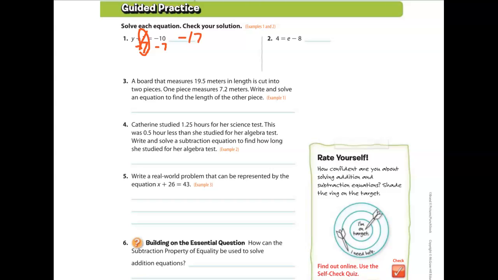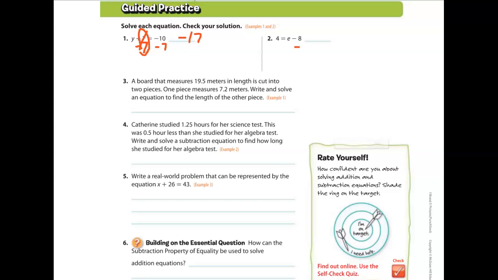All right, let's go ahead and look at number 2. We have 4 is equal to e minus 8. And it doesn't matter that the variable is on the right side, they're both equivalent, so that's fine. So we do want to get the e by itself. So we don't care about the 4 for right now. We're going to go over here and focus on this minus 8. What should we do? Add or subtract an 8 to create a zero pair? Go ahead and answer that for me, please.